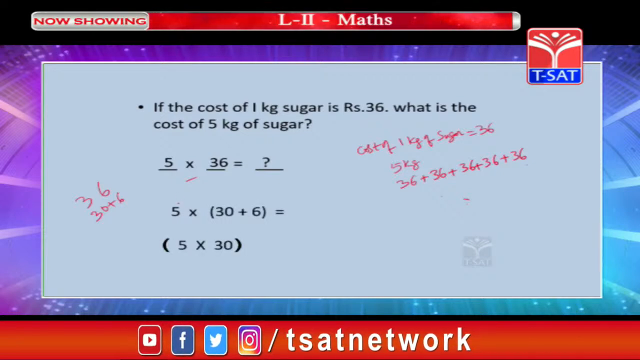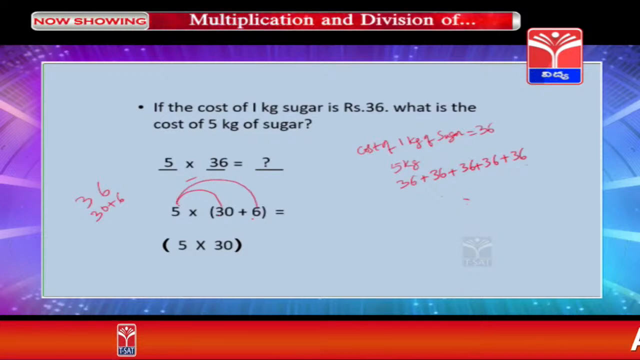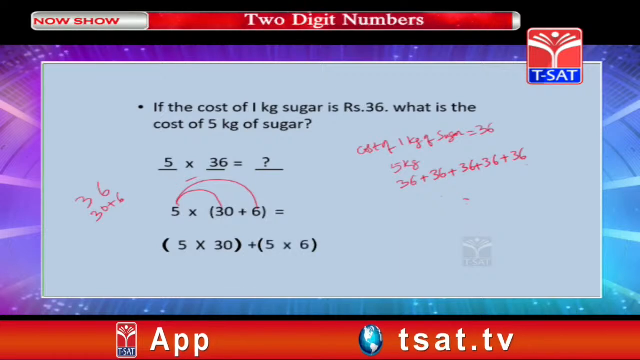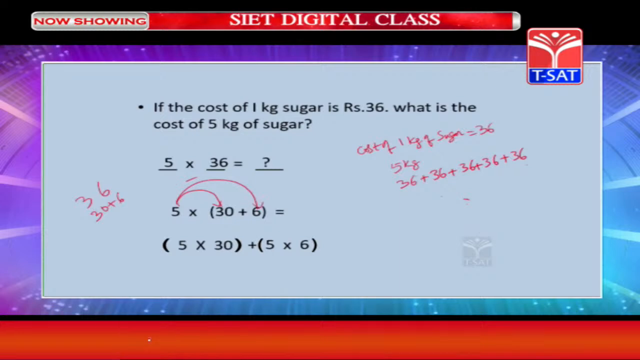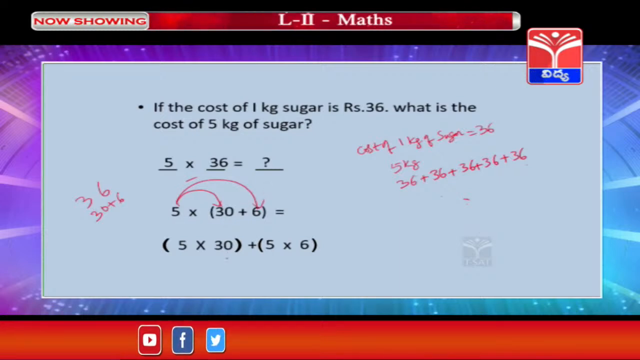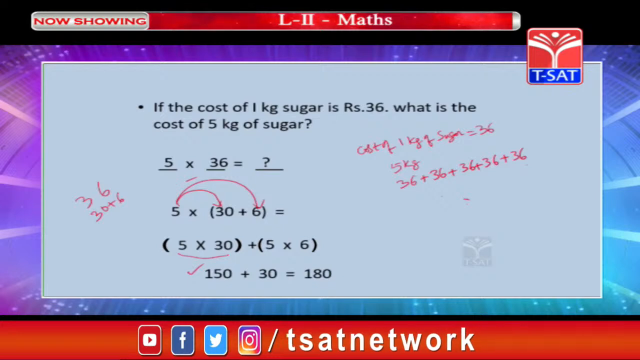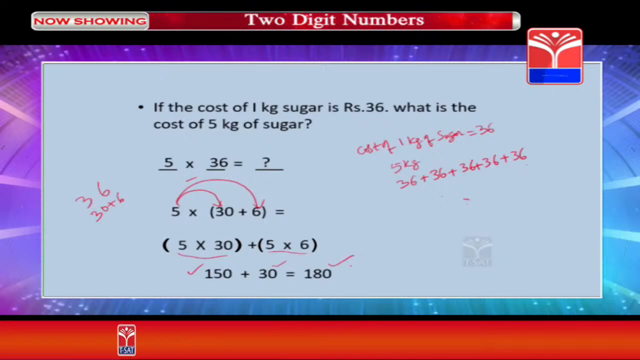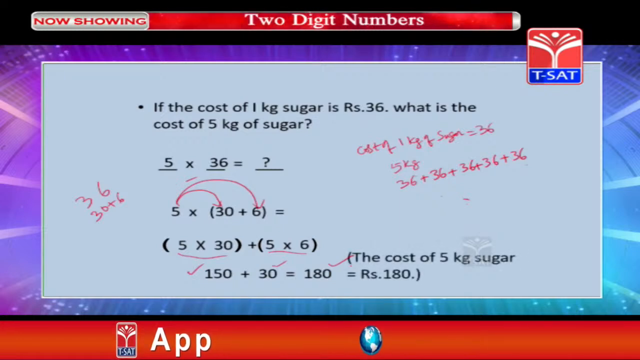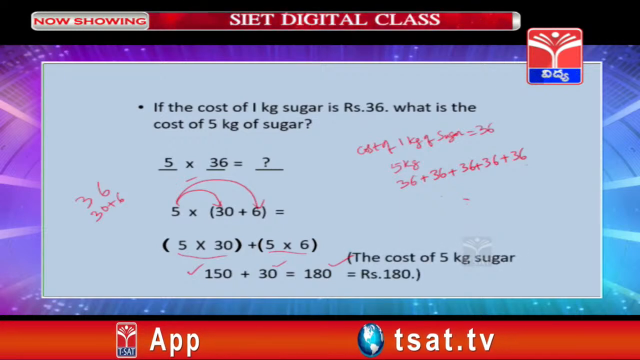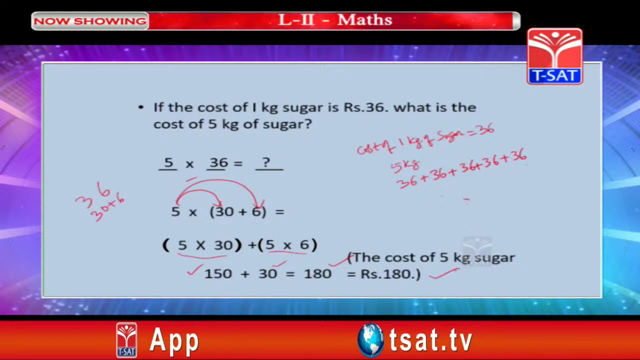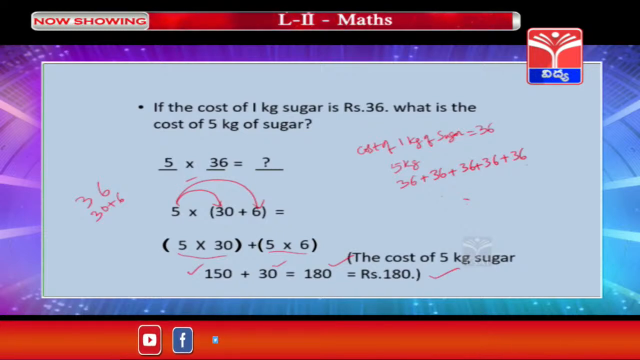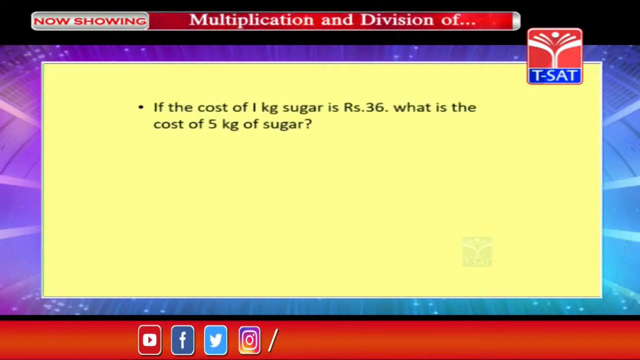Now, 5 into 30 we have to multiply, and 5 into 6 we have to multiply, and then add the products. 5 into 30 is 150 and 5 into 6 is 30. So 150 plus 30 is 180. So what is the cost of 5 kgs of sugar at the rate of 36 per kg? 180 rupees. Understood, children? So next we move to another situation.